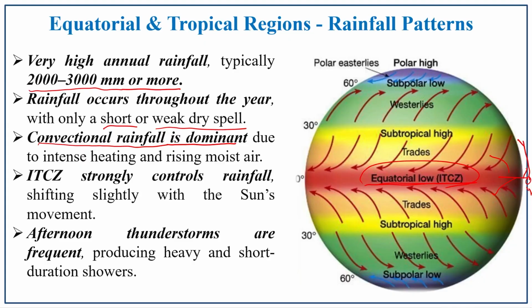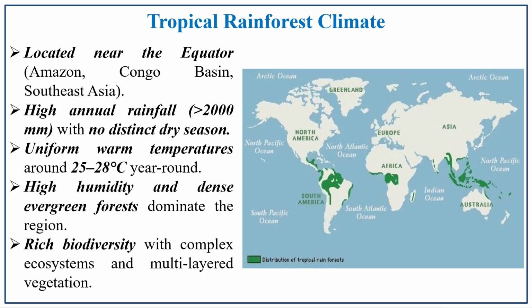In the afternoon there might be thunderstorms, and it might be a frequent process in this latitude. Heavy and short-duration showers are the main characteristics of this particular latitude. What vegetation can we see in this particular latitude? That is tropical rainforest climate. The vegetation is tropical rainforest, and the climate experienced is tropical rainforest climate.